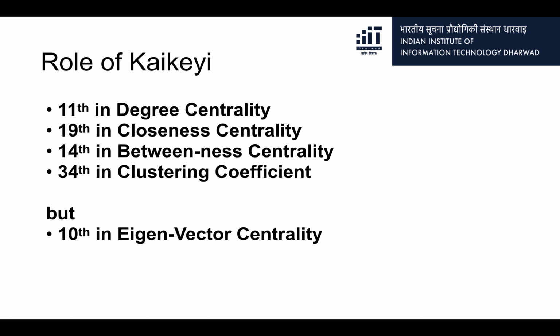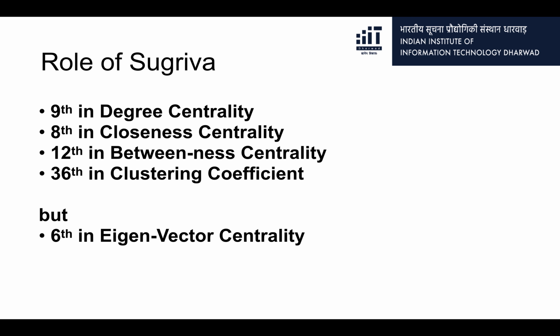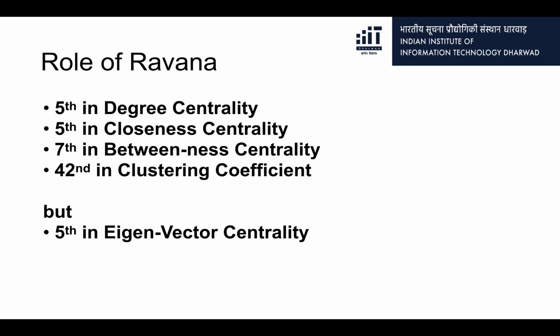If you look at Kaikeyi, for example, she is lower in other measures. She is 19th in terms of closeness centrality, and 34th in some other measures, but she is one of the top 10 influential characters in the story. Similarly, you can do the analysis for other characters, Sugriva and Ravana and so on.